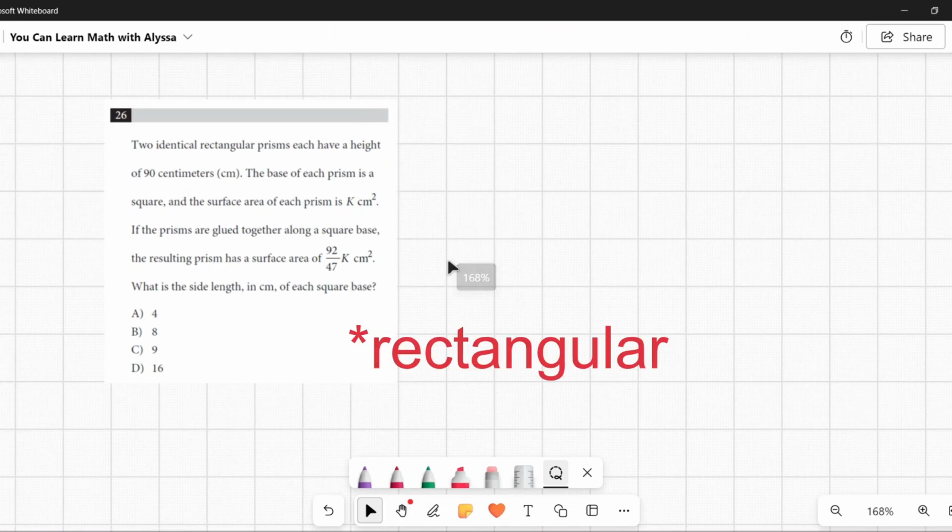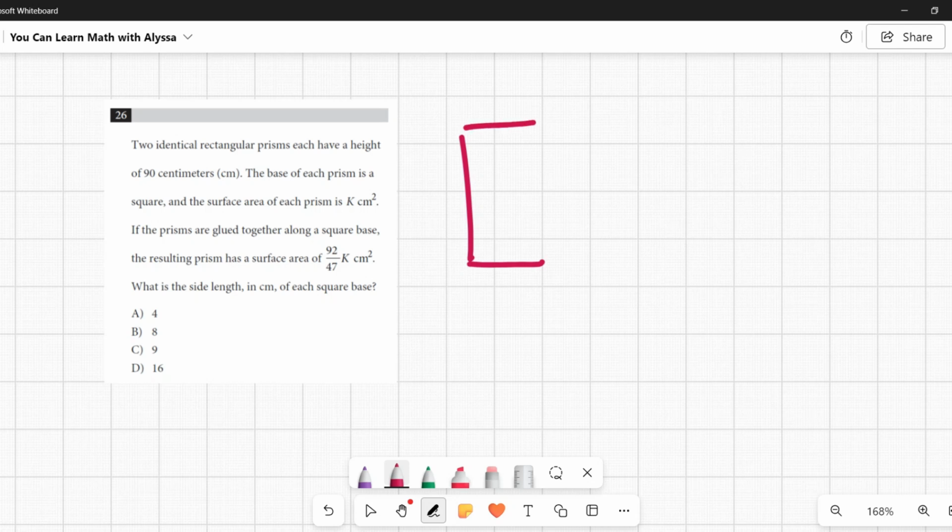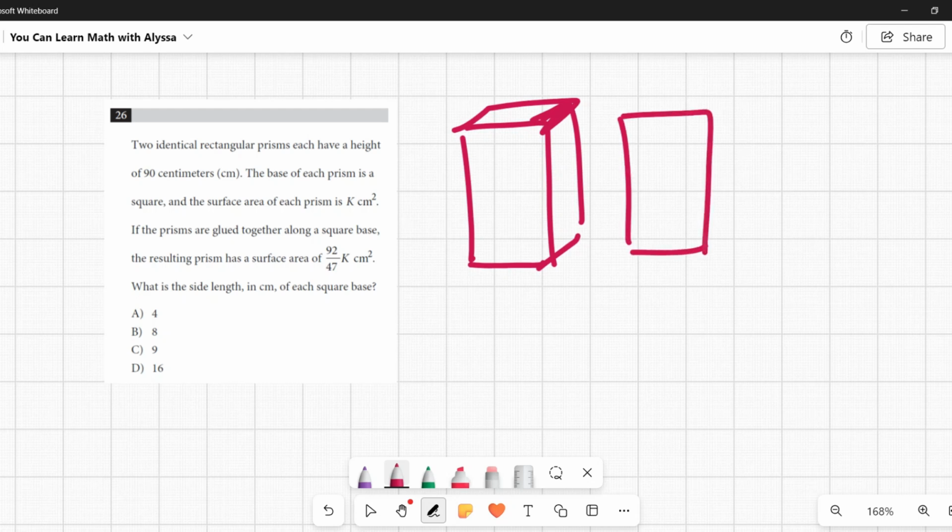Two identical regular prisms each have a height of 90 centimeters. Okay, this is an odd duck problem, so I'm going to start drawing things here. All right, so I've got a rectangular prism, and I've got two of them. And they're both 90 centimeters. They are identical. Okay, the base of each prism is a square.